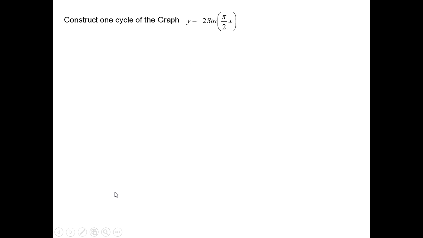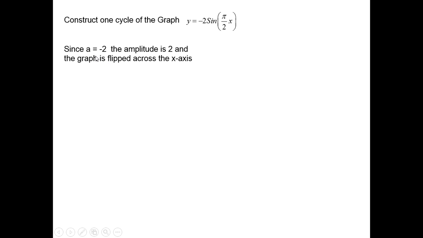So here's one we're going to ask you to construct kind of on your own. I'm going to guide you through how it is constructed. We're going to take a look at the graph of -2 sine of pi over 2x. A couple things to bear in mind: we have the negative, which is flipping it, we have an amplitude adjustment, and we have a period adjustment.